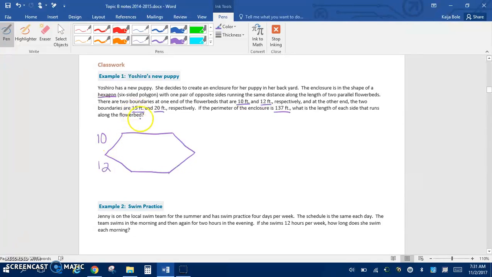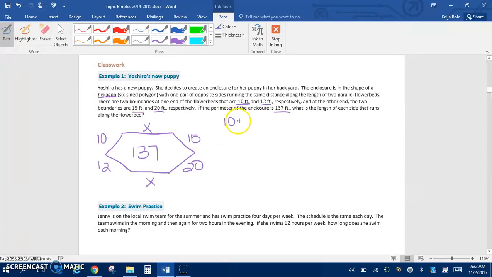And then at the other end, the other two boundaries are 15 and 20 feet. And we're looking for these last two, so I'm going to call them X. And we know that the entire perimeter is 137, so I'm just going to put that in the middle for now. So now we know to find the perimeter, we add up all the sides. So I'm just going to go right around and I'll write it down here.